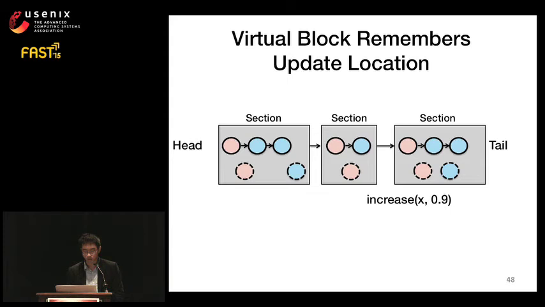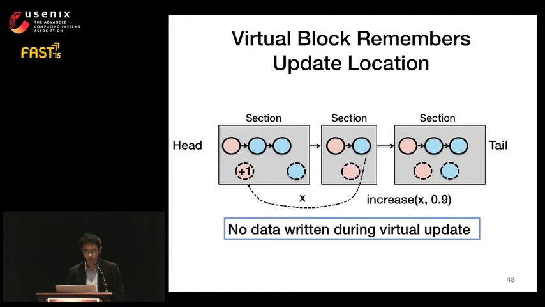And now when we want to increase the priority of X to 0.9, we'll simply remember in memory that it is in the corresponding virtual block of that section. And there is no data written during virtual update.